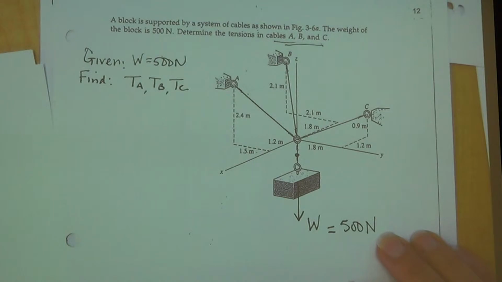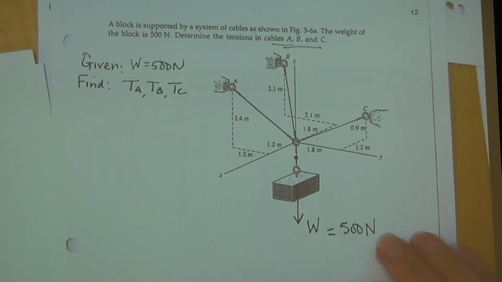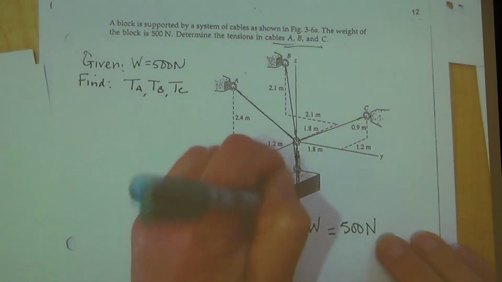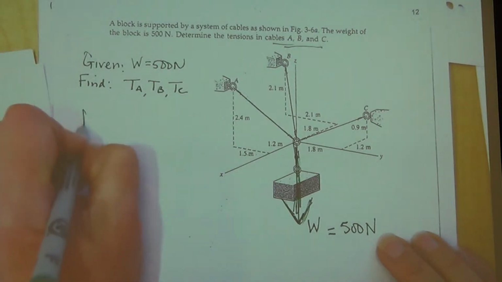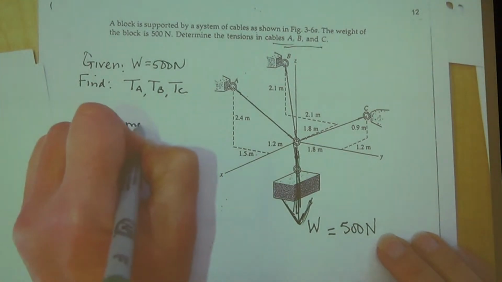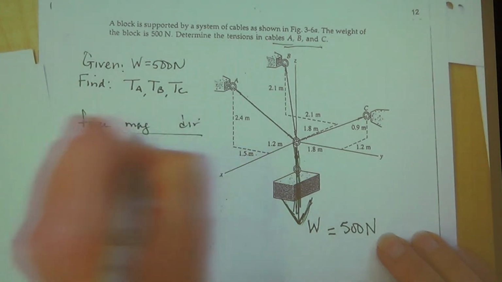Do they care what this cable is? Is there a cable there? Does the cable have a load? Yeah. What is it? W, 500 newtons, right? But I'm not going to put it in the table at all, because right now I'm saying this is W. So let's draw our table. Force, magnitude, direction.